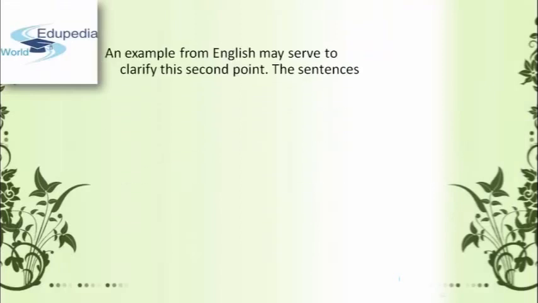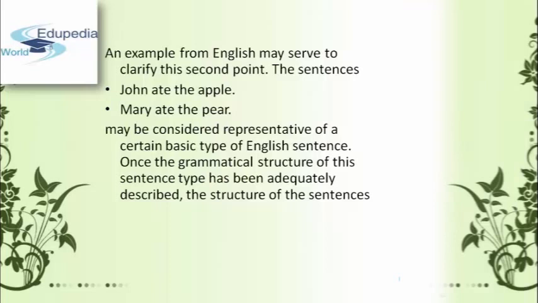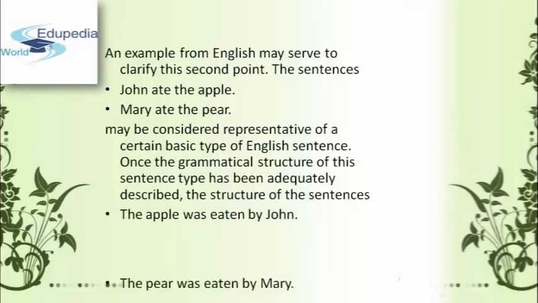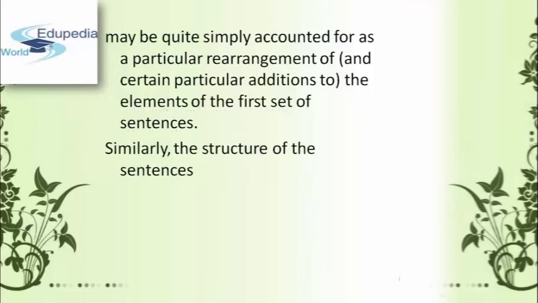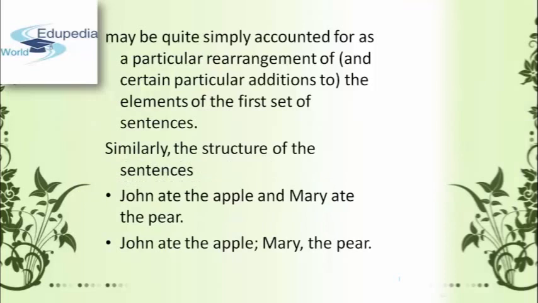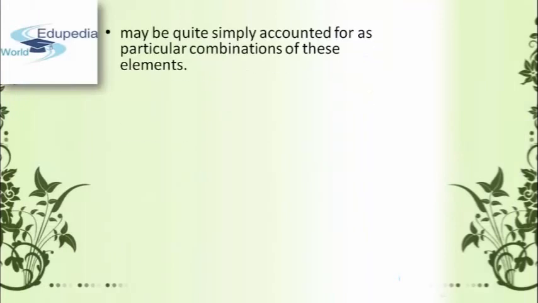An example from English may serve to clarify this second point. The sentences John ate the apple, Mary ate the pear may be considered representative of a certain basic type of English sentence. Once the grammatical structure of this sentence type has been adequately described, the structure of the sentences the apple was eaten by John, the pear was eaten by Mary may be quite simply accounted for as a particular rearrangement of, and certain additions to, the elements of the first set of sentences. Similarly, the structure of the sentences John ate the apple, Mary the pear, and John ate the apple, and Mary ate the pear may be quite simply accounted for as particular combinations of these elements.